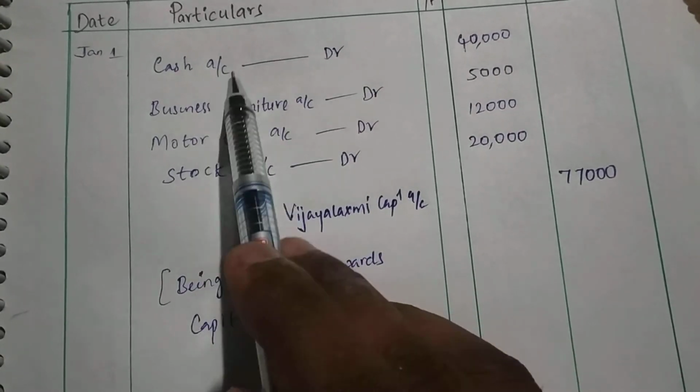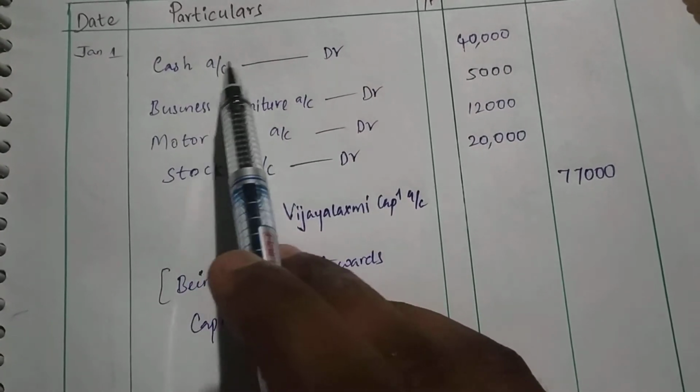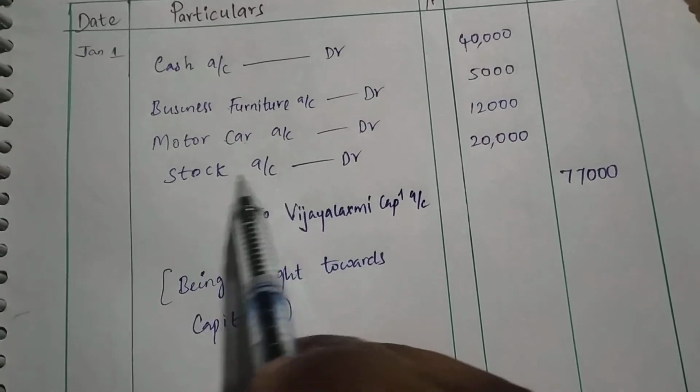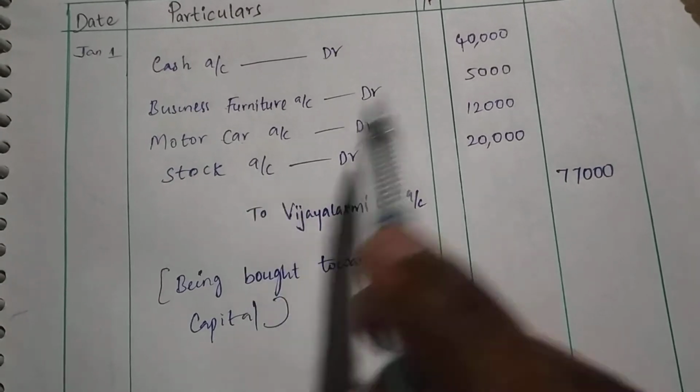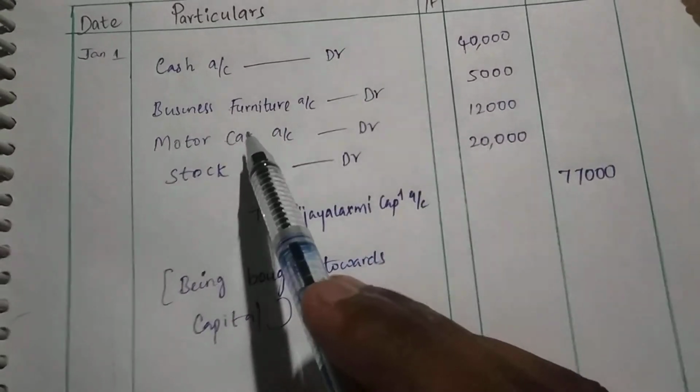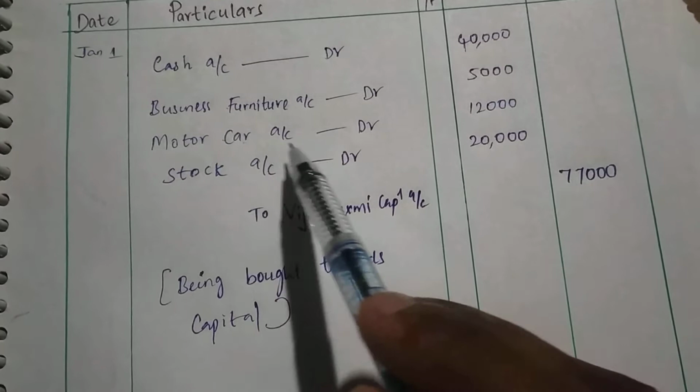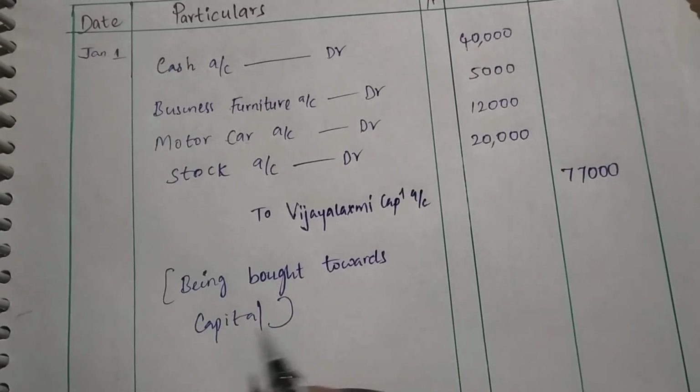Very clear with the cash account, since we are debiting cash account, business furniture account, motor car account and stock account. Why? All these are part of real accounts. As per the real account, we have to debit what comes in, credit what goes out. So all these items are coming into the business, so we are debiting these items. I hope you are very clear, right?